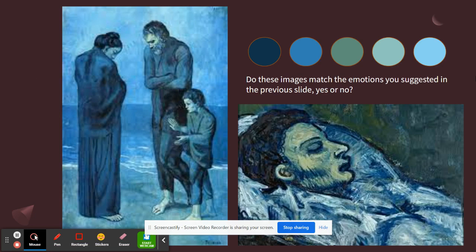All right. So here are some paintings from Picasso's blue period. Do these images match those moods or emotions that you assigned to those blue colors last slide? Yes or no? You have the same colors up in the corner if you need to refresh your mind what they were. But think about the mood that you said that they were, and do these pictures match or not?